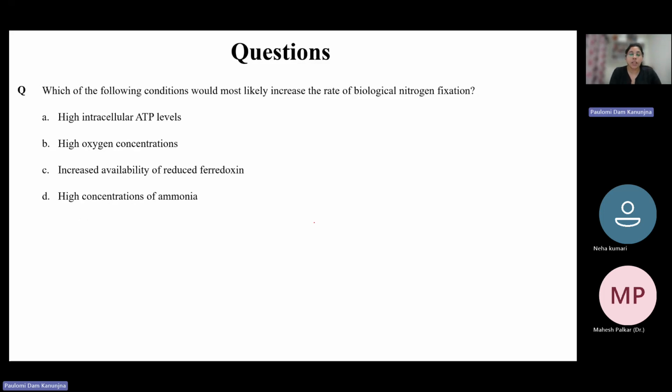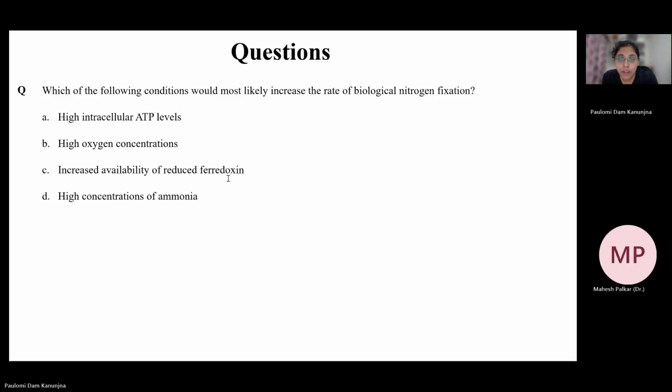All right, moving ahead. Which of the following conditions would most likely increase the rate of biological nitrogen fixation? C and D. Well, this is C, not D. D will inhibit it. If you already have more ammonia, you will not require more nitrogen fixation, right? It's only when you don't have it. Remember, we have discussed that when you have a product, it can also inhibit a pathway. So it will not increase the rate of biological nitrogen fixation.